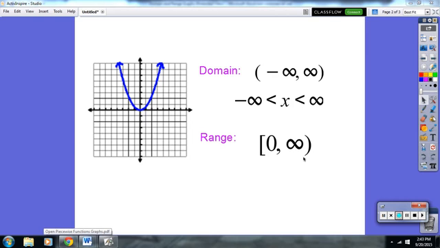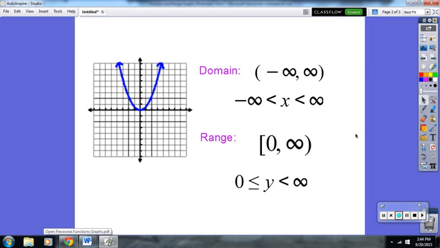Then my inequality would be pretty much the same two values, but with a y. It would look like this. And because 0 is included, there's no open circle there, I would have an equal to in my inequality for the range. So it would be 0 is less than or equal to y, which is less than infinity. And that would be my domain and range for this graph.